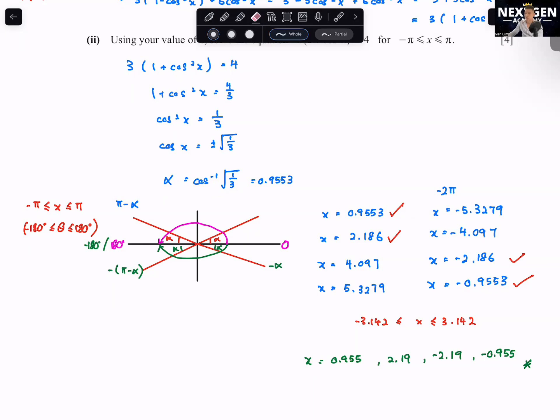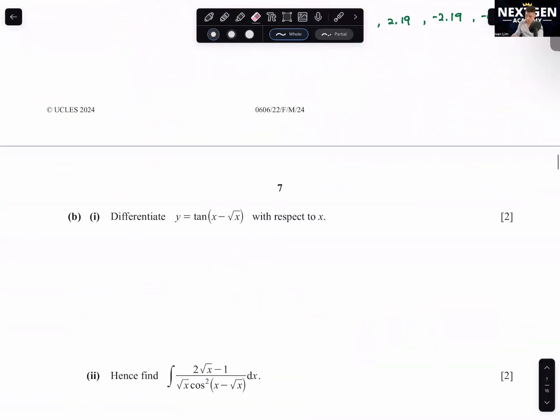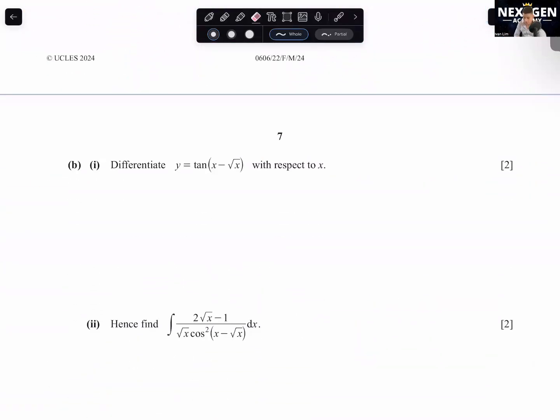Okay, this question hasn't finished yet. Only part A, 8 marks. Okay, B. This one, you all say you get stuck on it. Actually, it's not that hard, right?